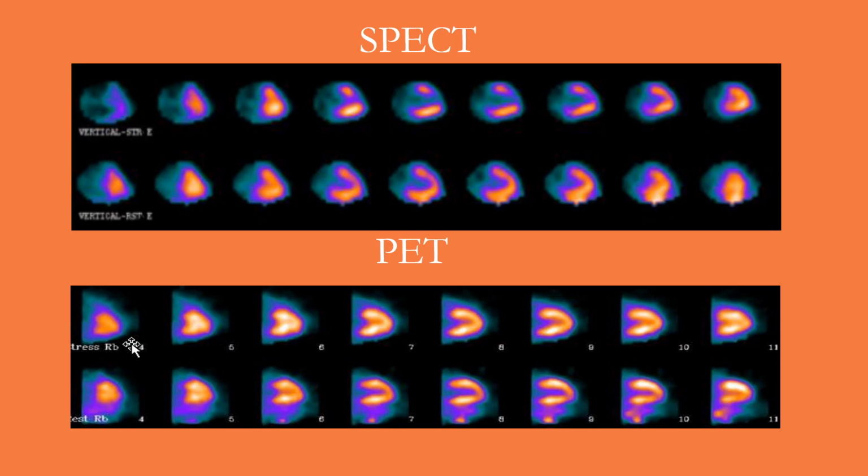This slide shows a comparison of SPECT versus PET imaging. This is the same patient scanned with SPECT and then scanned with PET imaging. You'll notice that there is a false positive on the SPECT imaging, as there is an artifact that appears on the stress images in the anterior or anterior apical region. However, you do not see that on the rubidium study.